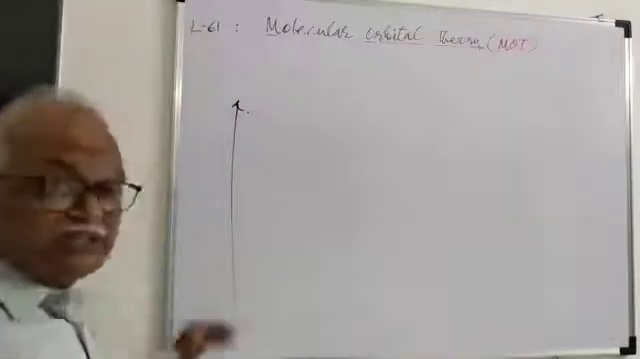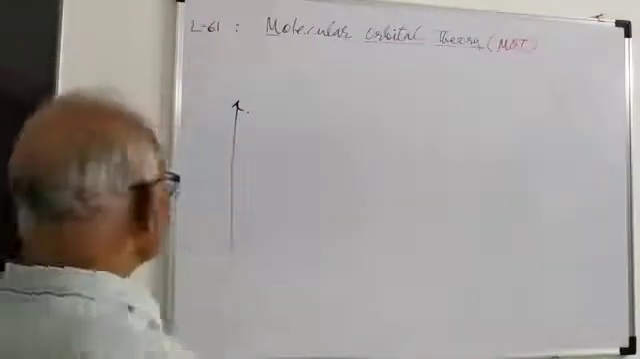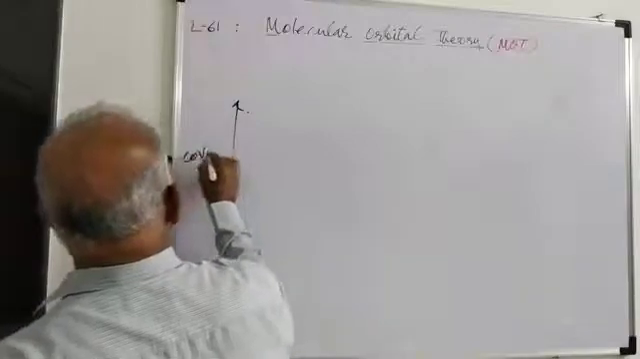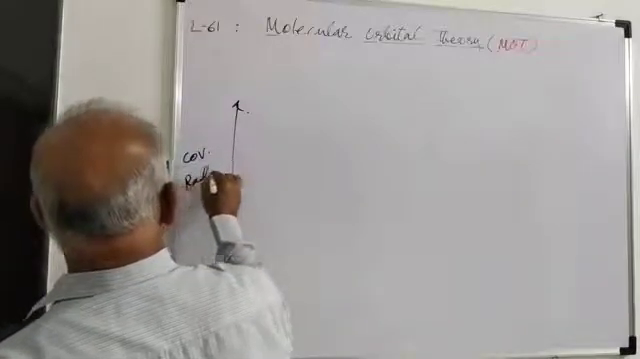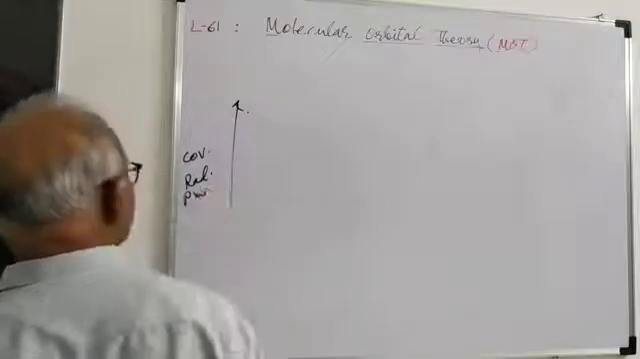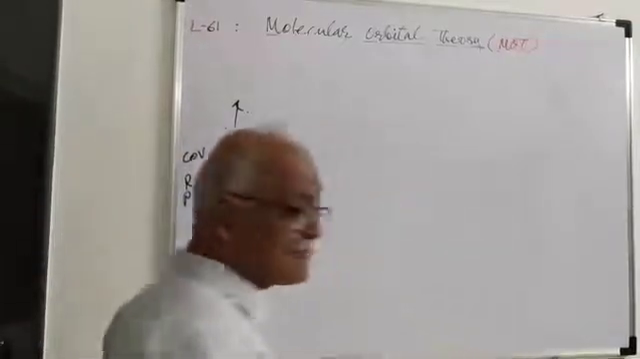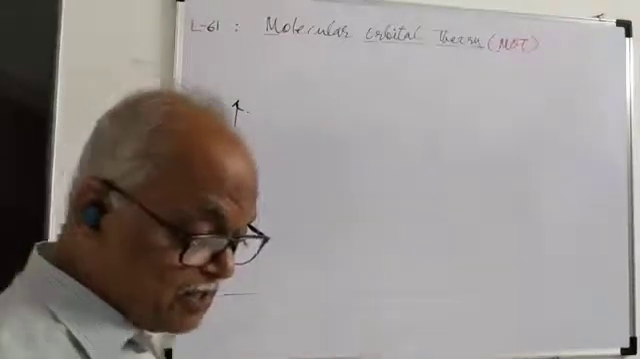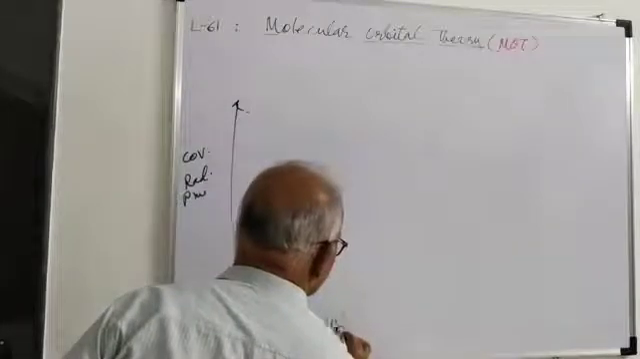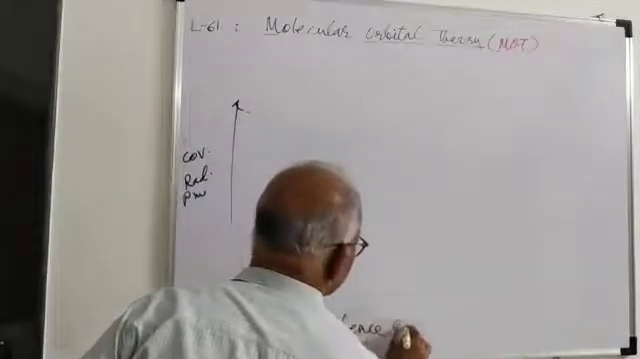So we can plot on this axis the covalent radius, covalent radius in PM, picometer. And along this side we will plot the valence electrons.